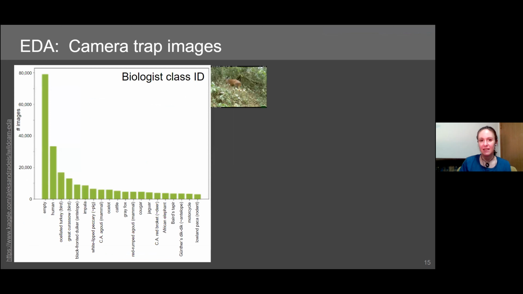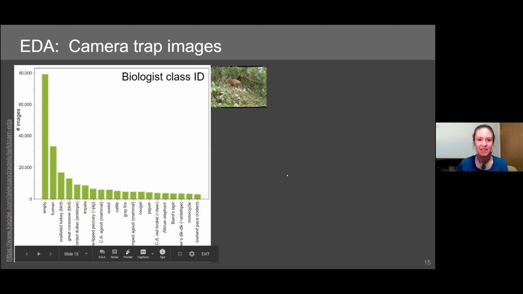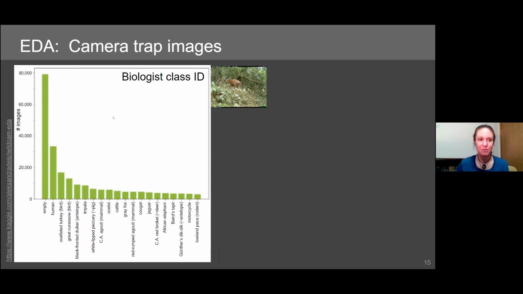Then the images had been labeled by the Wildlife Conservation Society biologists. So they all had a class ID, or essentially a species ID associated with them. These are the top 20 species IDs, so the top 20 most common species, and then the number of images identified as that species. The most common class was empty. The next most common class was human. And then there are some birds and some animals. And then the 19th most common was motorcycle.